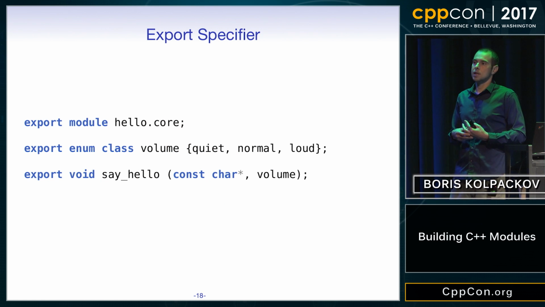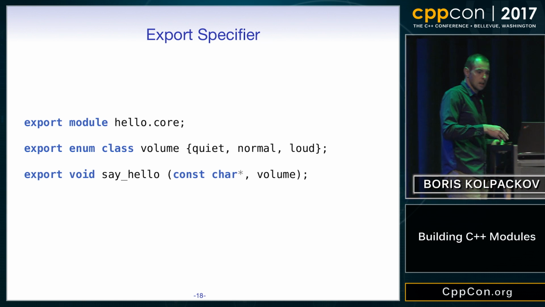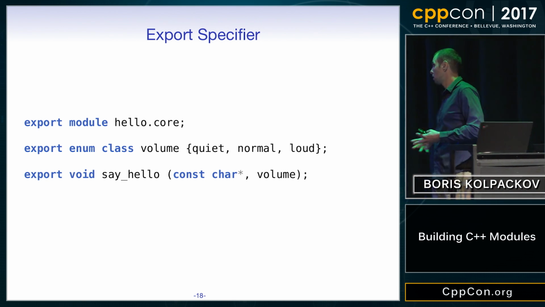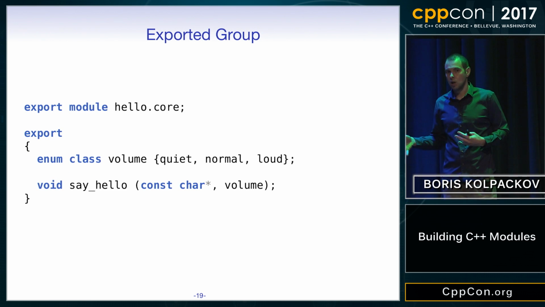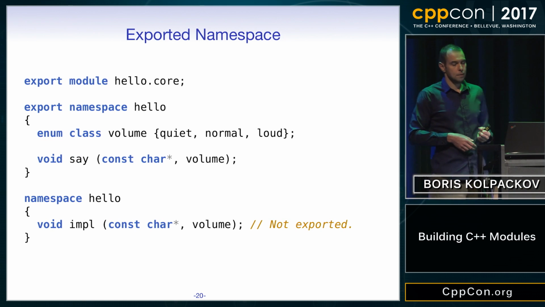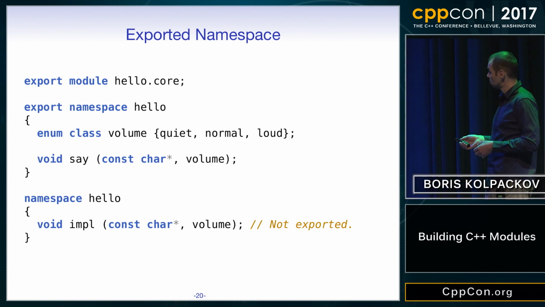And we can use several syntactic ways to do that. We can use the export specifier before any declaration, like here we have an enum class and a function. If we have a bunch of names that we want to export, we can use an exported group without too much repetition. Finally, we can also export a namespace body. Notice that it only applies to the immediate body. So in this example, this function is not exported unless we also stick export here.